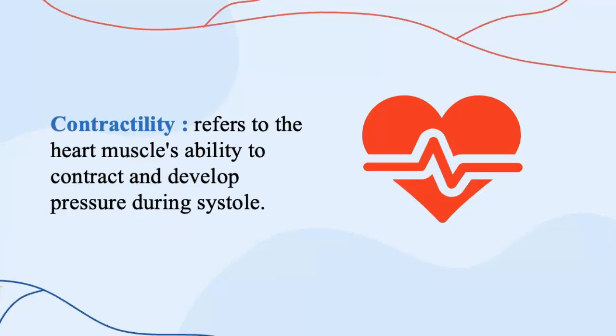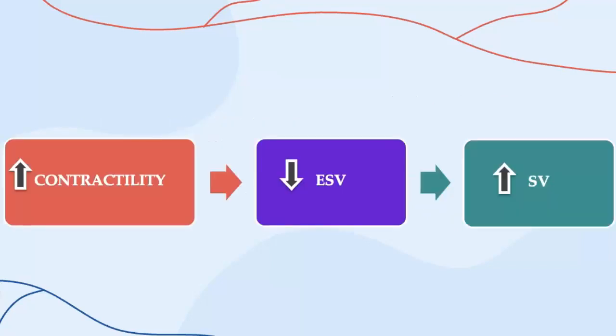Lastly, let's focus on ventricular contractility, also known as inotropy. Contractility refers to the heart muscle's ability to contract and develop pressure during systole. Changes in ventricular contractility directly affect stroke volume. When contractility increases, such as through sympathetic activation of the heart, stroke volume increases and ESV decreases. This means that the heart pumps out more blood with each contraction, resulting in higher stroke volume.